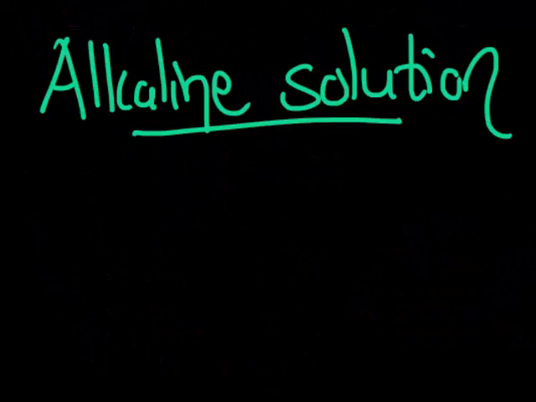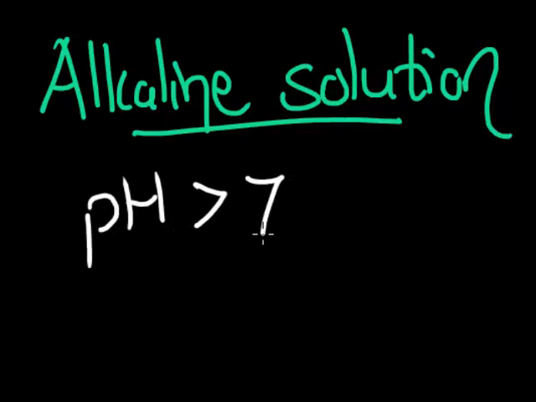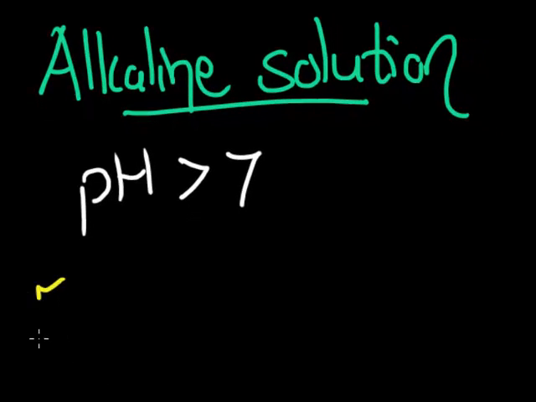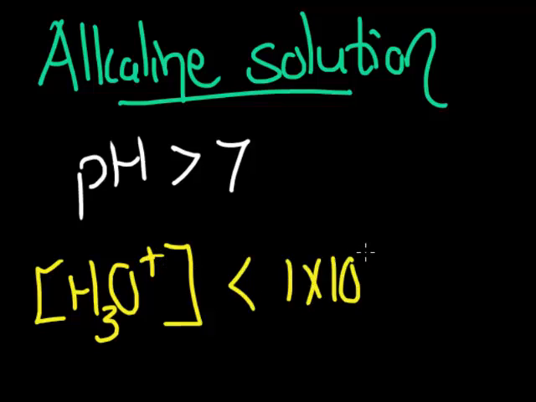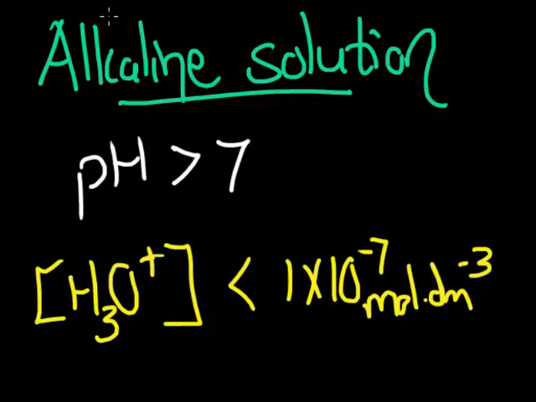Now the opposite would be true for your alkaline solution. Now we'll be talking about a pH that will be greater than 7. And that means my hydronium ions, which remember is responsible for the acidic properties, will be less than 1 times 10 to the power of negative 7, because our solution is now more basic than what it is acidic. So there's less of my acidic ions present and more basic ions, therefore it's less than 1 times 10 to the power of negative 7.